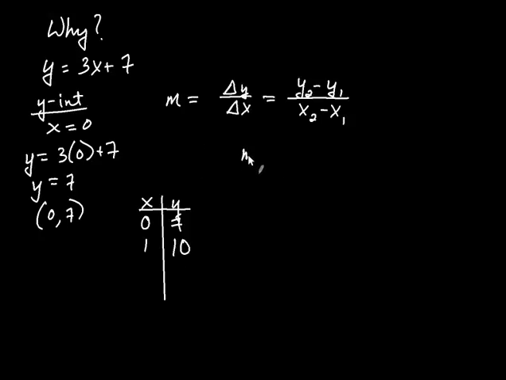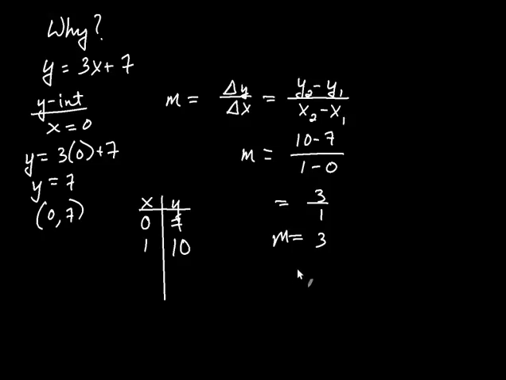So let's see, m is equal to, let's see, y sub 2, 10, take away y sub 1, which is 7, right? Divided by x sub 2, which is 1, take away x sub 1, which is 0. And now you can see why I chose 0 and 1 for x, right? Because look how easy it is in the denominator right there. And then 10 take away 7 is 3, divided by 1. Oh, the slope is 3. And that's exactly what it is here in this equation, 3.